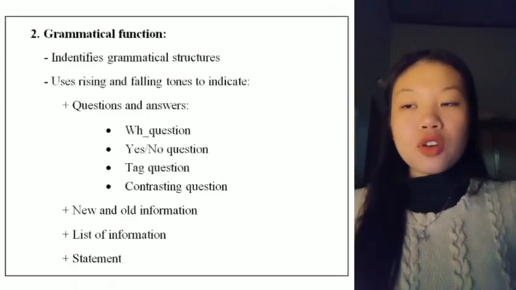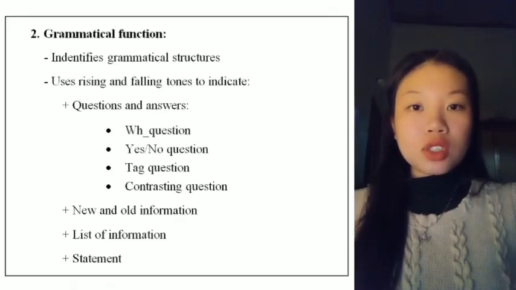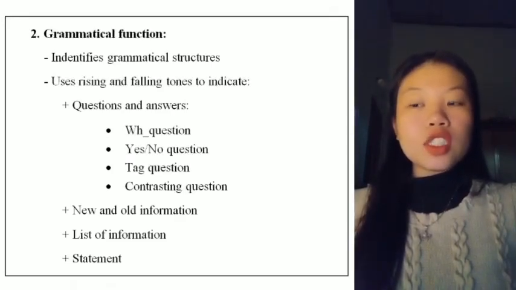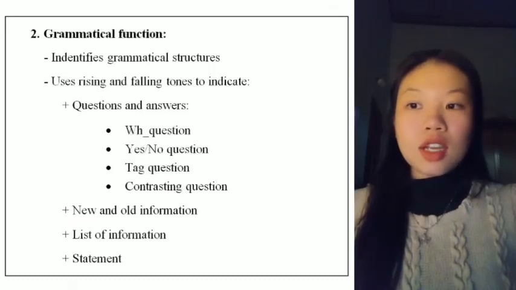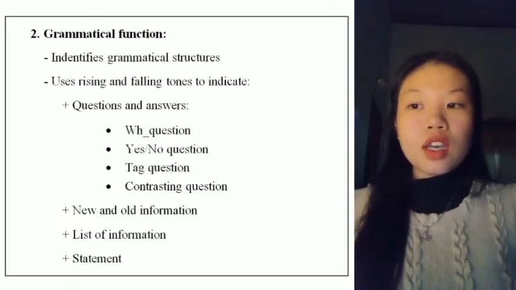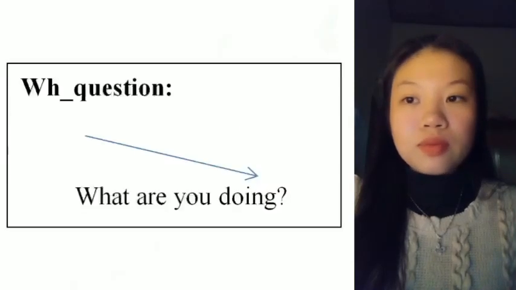Next is grammatical function. Grammatical function identifies grammatical structure. It uses rising and falling tones to indicate questions and answers, including WH question, yes/no question, tag question, and contrasting question, new and old information, list of information, and statement. Please focus on the examples below to better understand this function.